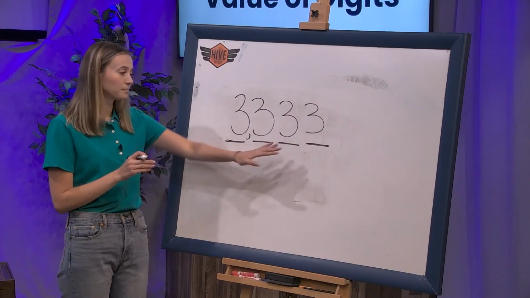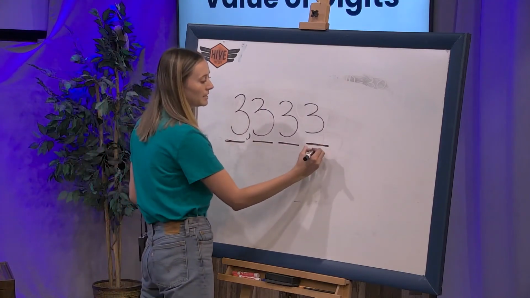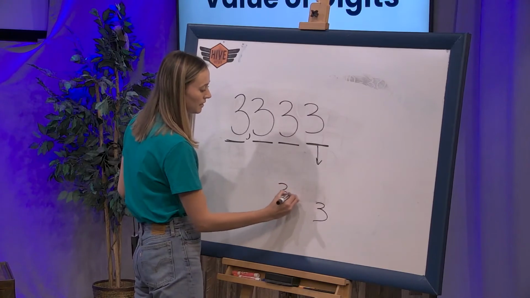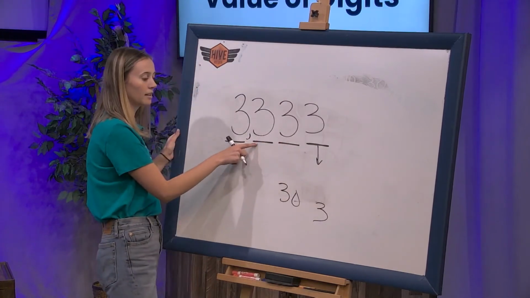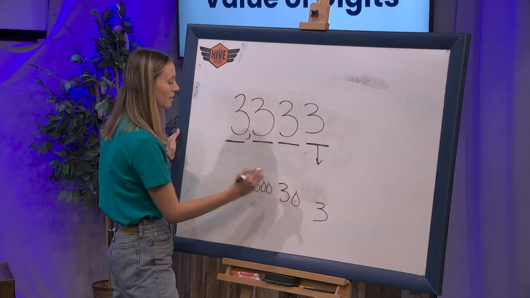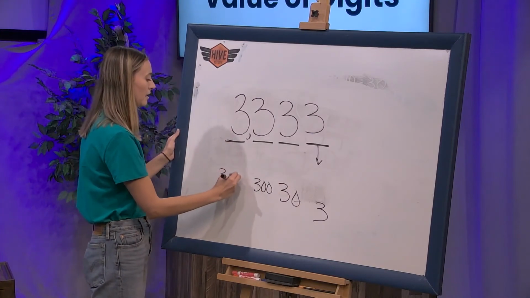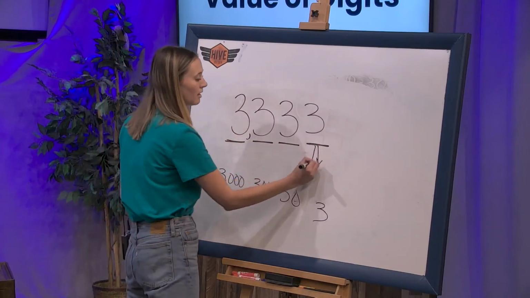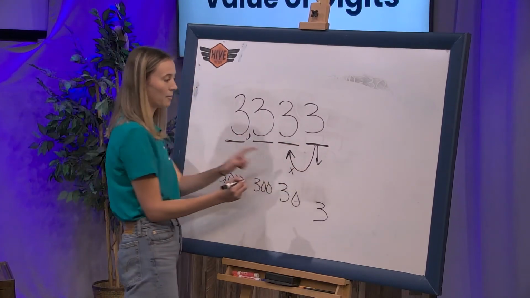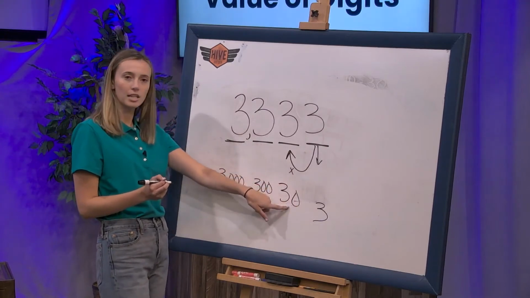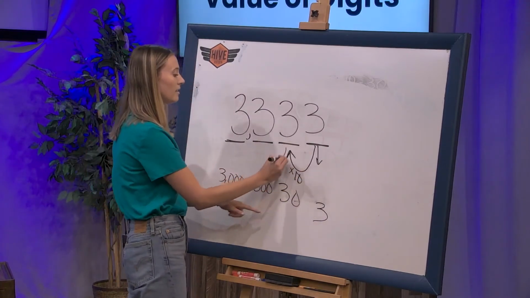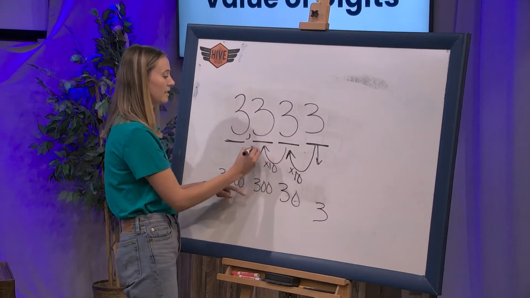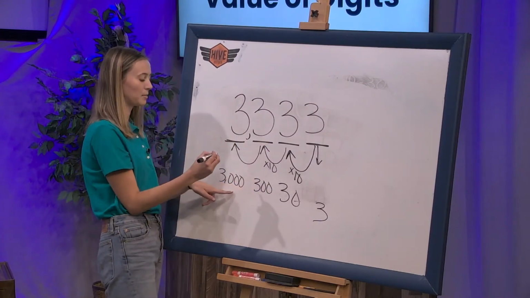3,333. Now, remember, this is a 3. I'm going to put this here. This is a 30. This is a 300. And this is a 3,000. Every time you go up a digit, you need to multiply by how much? 3 times what is 30? Times by 10. 30 times what is 300? Times by 10. 300 times what is 3,000?